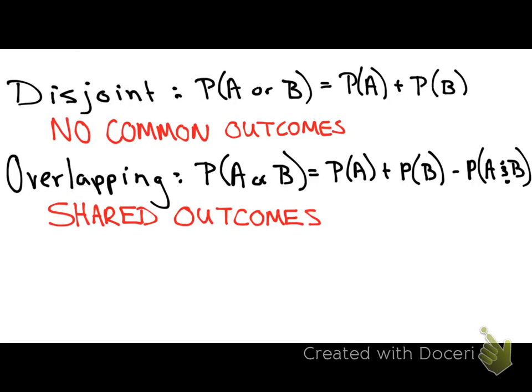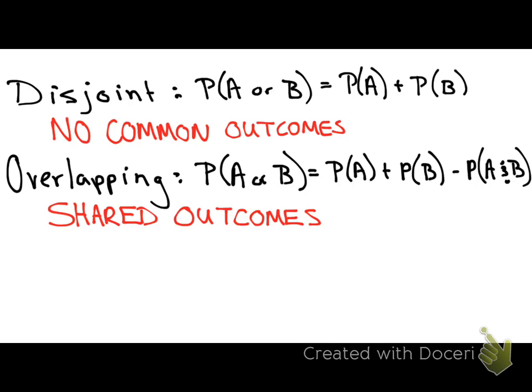Now let's look at this in more detail. I'm going to give you some scenarios, and I want you to tell me, is it disjoint or overlapping? Is it possible for both of them to happen at the same time, or are they completely separate? I flip a coin. Is it possible for event A, that it lands on heads, to happen at the same time as event B, that it lands on tails? They're disjoint because those events cannot happen at the same time.